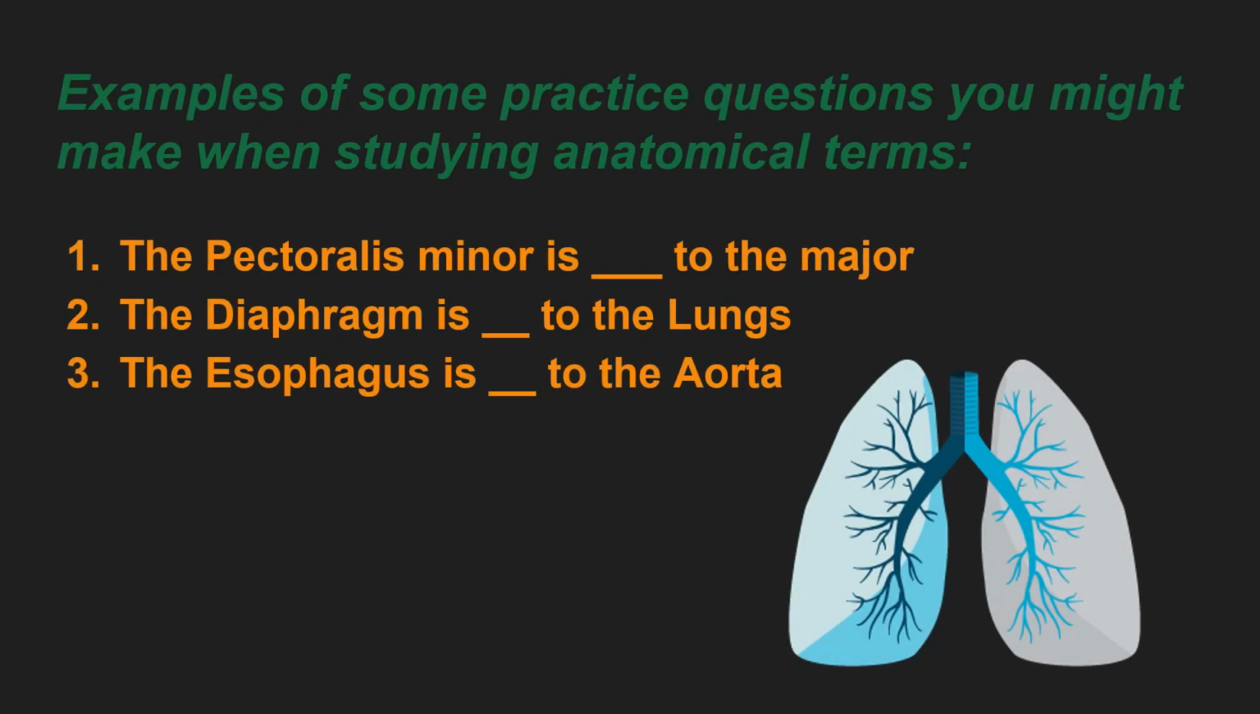Some examples of practice questions you might make when studying anatomical terms could be: 1. The pectoralis minor is blank to the major. 2. The diaphragm is blank to the lungs. And 3. The esophagus is blank to the aorta. Take a second and try to answer these questions. The answers are: 1. Posterior, 2. Inferior, and 3. Anterior.